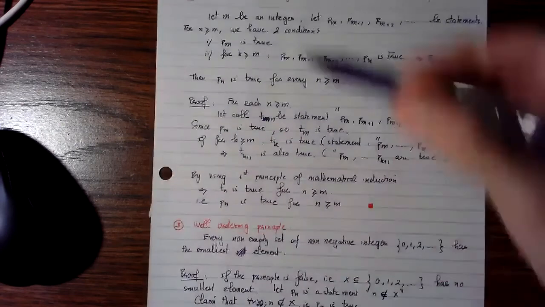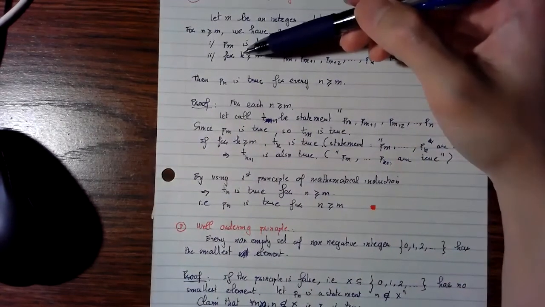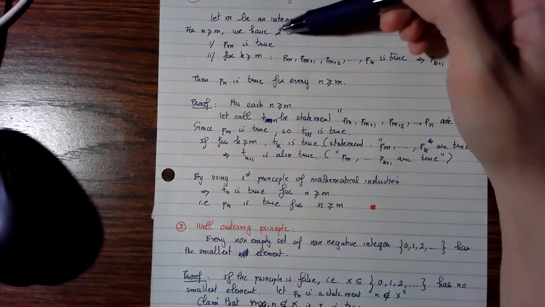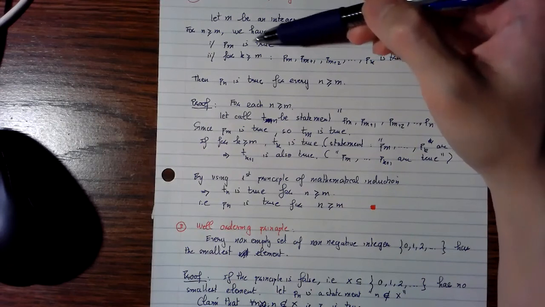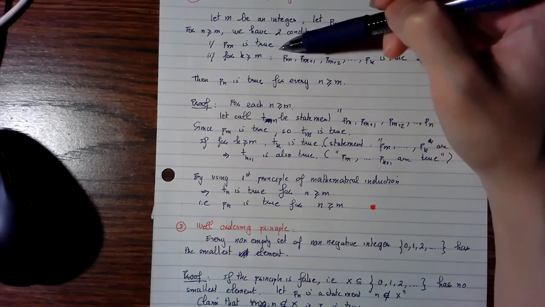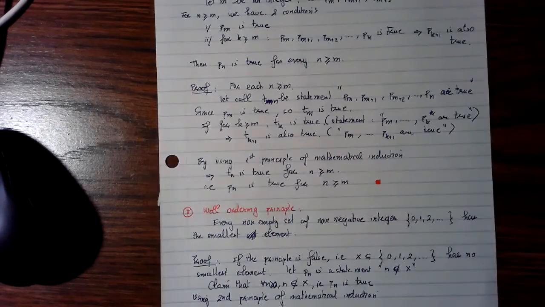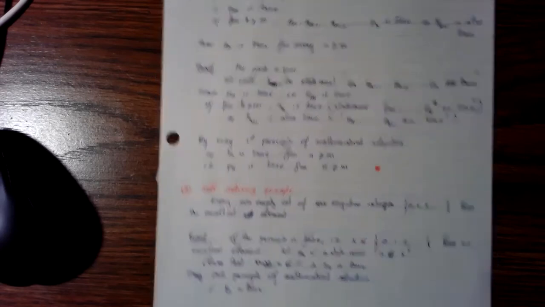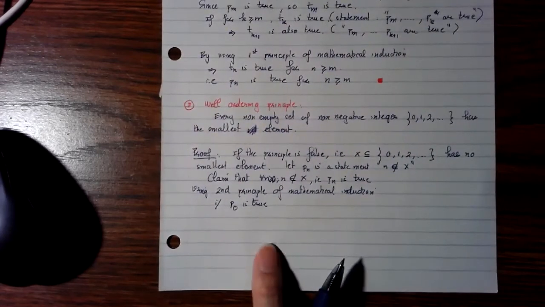Of course, we start with the base case, because right now it is for all n greater than or equal to 0, so our m over here is 0. So let's start with the base case first. We know P0 is true.